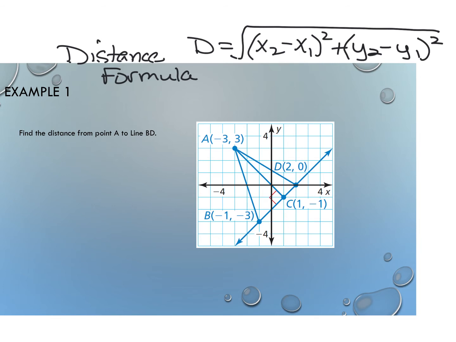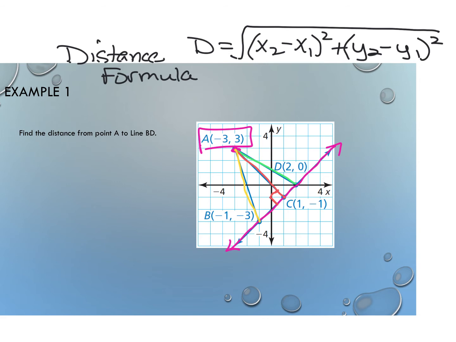So here it wants us to find the distance from point A to line BD. So point A is right here. It's this point. And they want us to find the distance to this line. Notice I've got 3 segments coming out of that point. I've got segment AD. I've got segment AC with the right angle. This is the one we want to use. And then we also have segment AB.